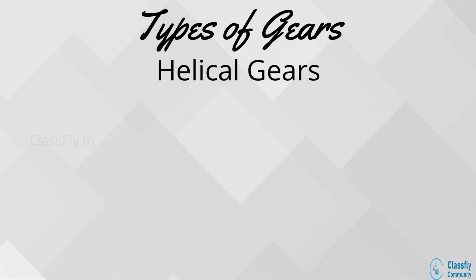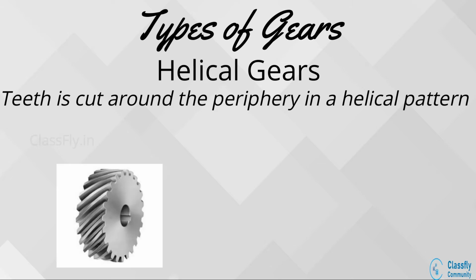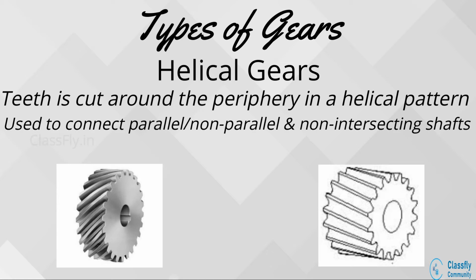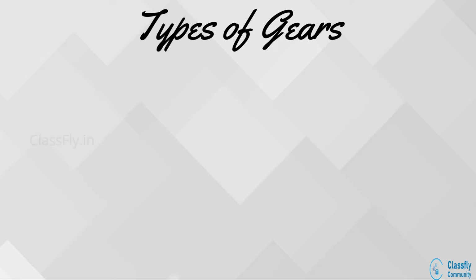Next, the helical gears. Well, these are the gears in which the teeth of the gears are cut in the form of a helix around the gear. These gears are used to connect both parallel and non-parallel and non-intersecting shafts. These are suitable for carrying heavy loads and also for high speeds with a low noise level. Hence, these are widely used in all sorts of automobile applications.